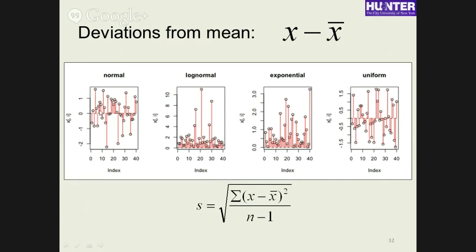So what I plotted here was 40 observations from a normal distribution with mean 0 and standard deviation 1. And you can see how most of them are close to the mean, and a few of them are a ways away. And these red lines are showing these x minus x bar, these differences from the mean.